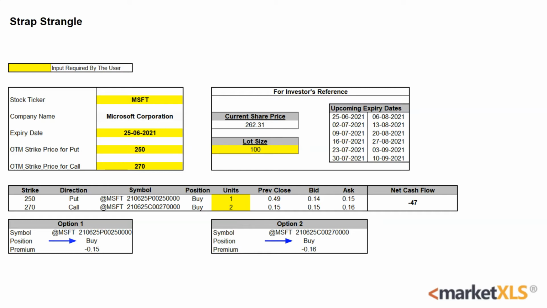We've built the net debit strategy and paid $47 to enter into the trade, and this is reflected in the net cash flow section.